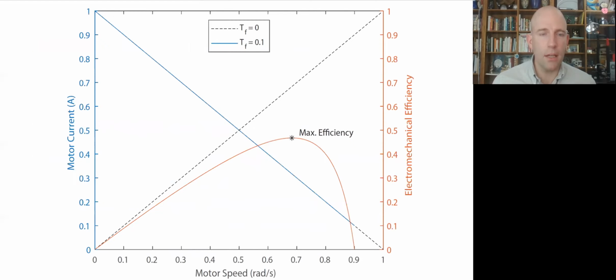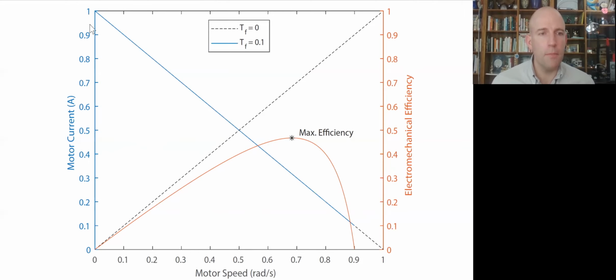And we can see this in our motor plots. So here we have motor current on the left y-axis, and electromechanical efficiency on the right y-axis, with, again, motor speed on the x-axis for the same motor. And again, no friction is the dashed line, and the solid lines are with 10% friction.